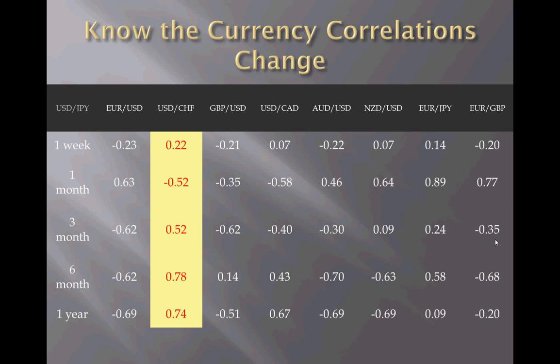However, if we look at the 3-month data, the number increases to 0.52, and then to 0.78 for 6 months, and finally 0.74 for a year. In the example, you see that the two pairs had a breakup in the long-term correlation relationship. What was once strongly positively associated in the long run has extremely weakened in the short term.